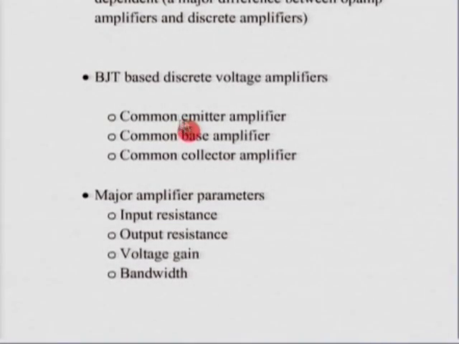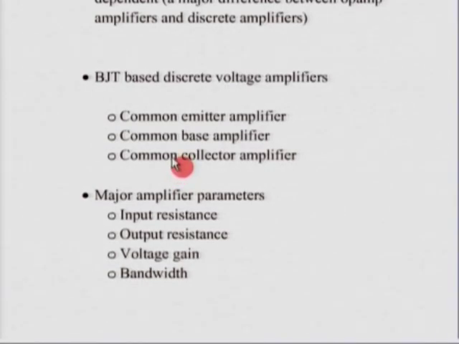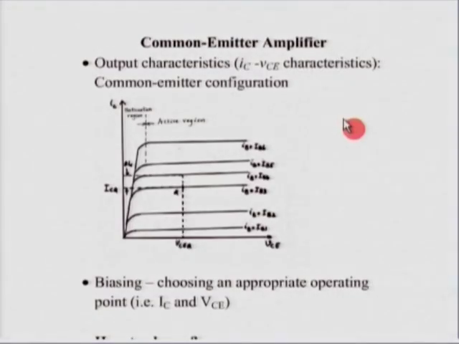Hence, the emitter is a common terminal and most of the time it is at ground potential, and hence the word common emitter. In a common base amplifier, the base terminal would be most of the time almost at ground potential, the input will be applied between emitter and base and the output will be taken between collector and base terminals. In a common collector amplifier, the collector would be the common terminal at AC ground potential. Input would be applied between base and collector and the output would be taken between emitter and collector. Now, let us look at the common emitter amplifier in some detail.